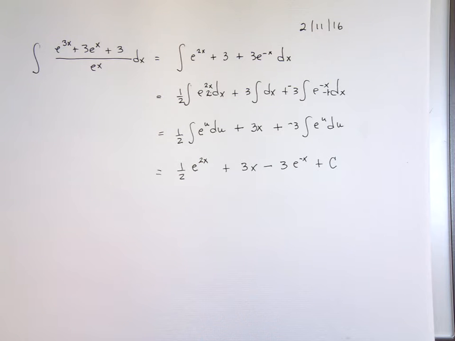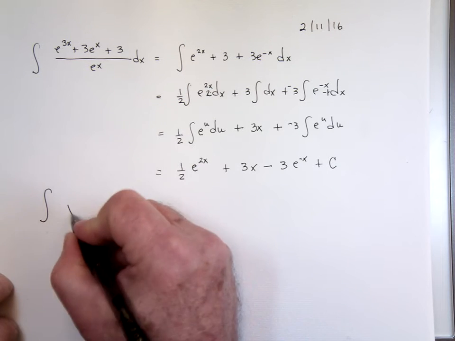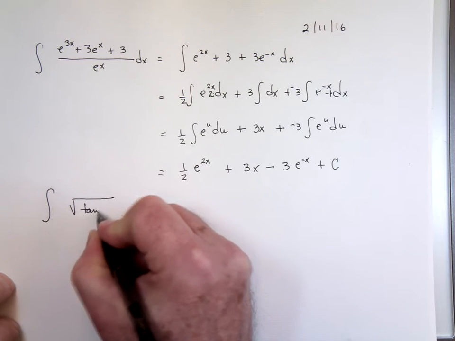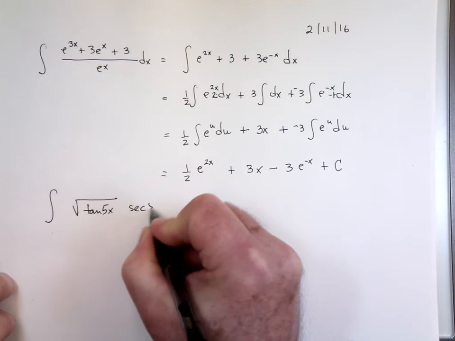Okay? Yes, Jim. Yeah, I got another one. Go ahead. It's square root of tan 5x. The integral of that? Yeah, times secant of 5x squared.